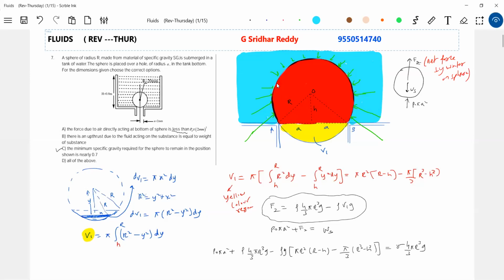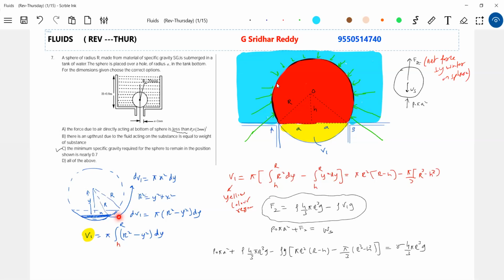Okay, let's get into this one. In the total volume of the sphere, if I can remove this particular yellow-colored volume, I'll get the volume immersed, and then I can go for it. So to calculate the volume immersed, first I should calculate this particular volume. That is the mathematics I have chosen.